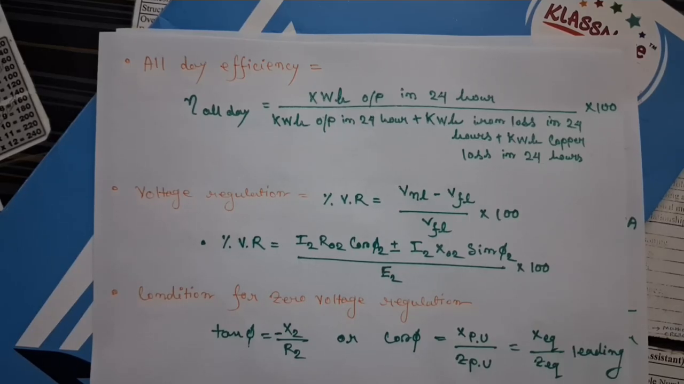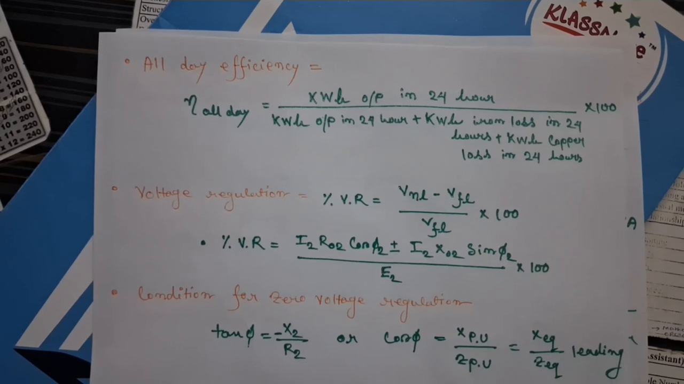There is another formula for voltage regulation. Voltage regulation VR is equal to I2 R02 into cos phi 2 plus or minus I2 X02 into sin phi 2, divided by E2 into 100. Here R02 is the resistance referred to the secondary side, X02 is the reactance referred to the secondary side, I2 is the secondary current, cos phi 2 is the secondary power factor, and E2 is the secondary generated voltage.